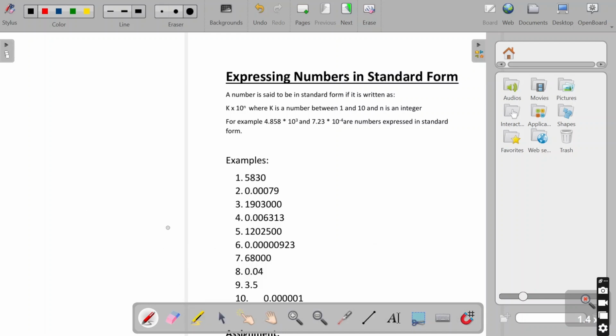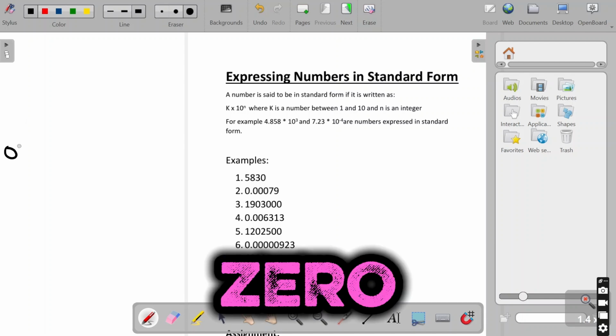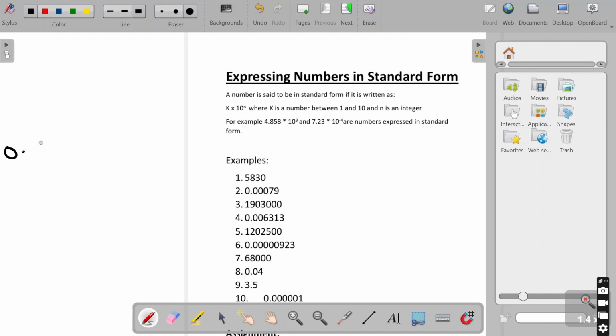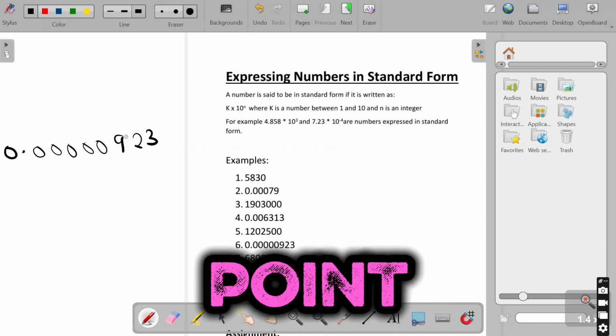So in that manner, let's continue with number 6. Let's continue with number 6 quickly. We don't have much time. So number 6, we have 0.12345. So we have 5 zeros after the decimal point.